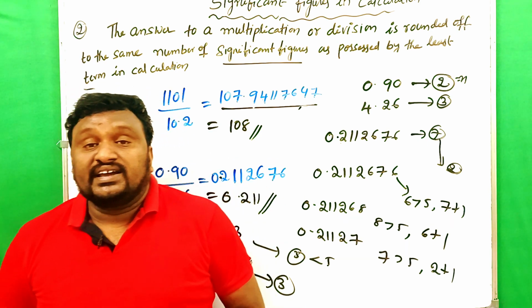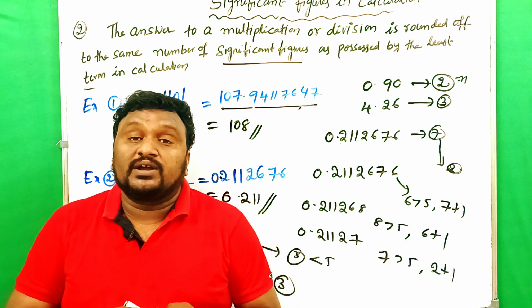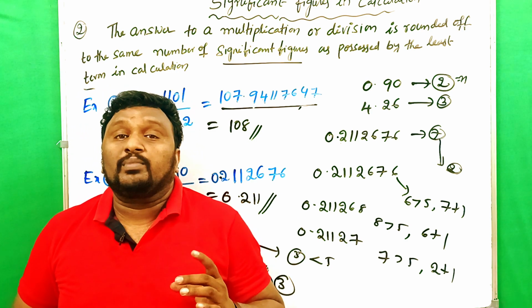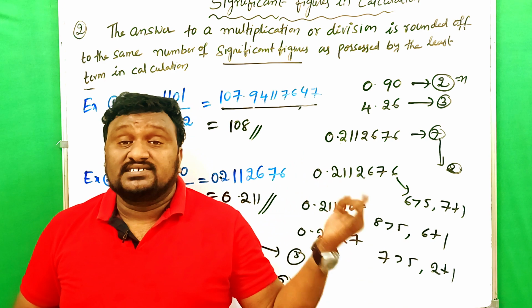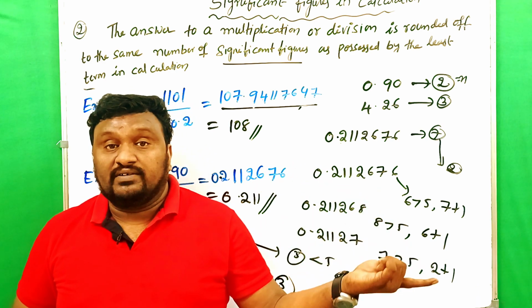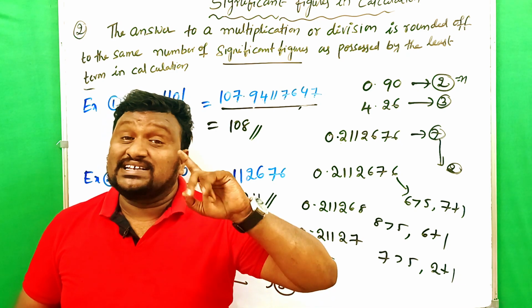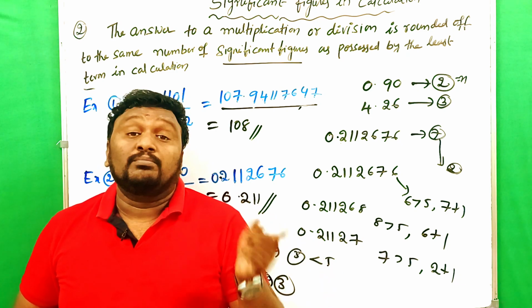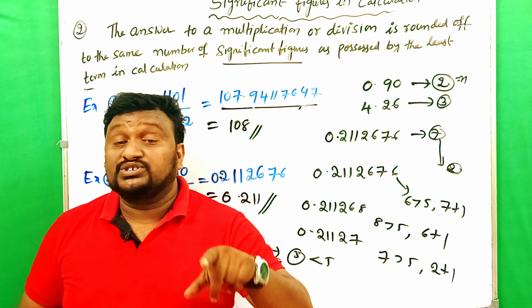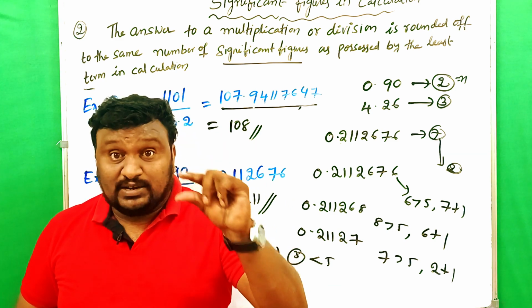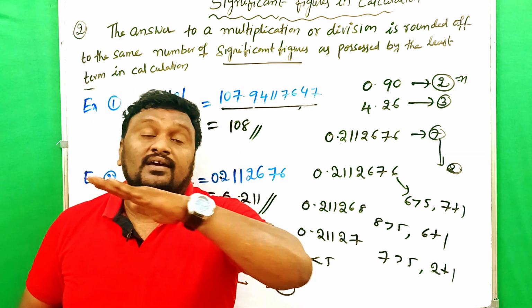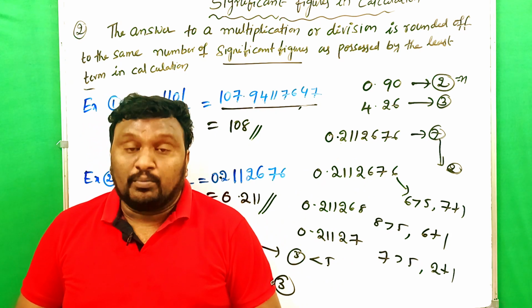So dear students, in this way we can use these significant figures in different arithmetic operations such as addition, subtraction, multiplication and division. In case of addition and subtraction, we count only decimal places, but in case of multiplication and division, we have to check the least significant figures among the given numbers. So I hope you understand.